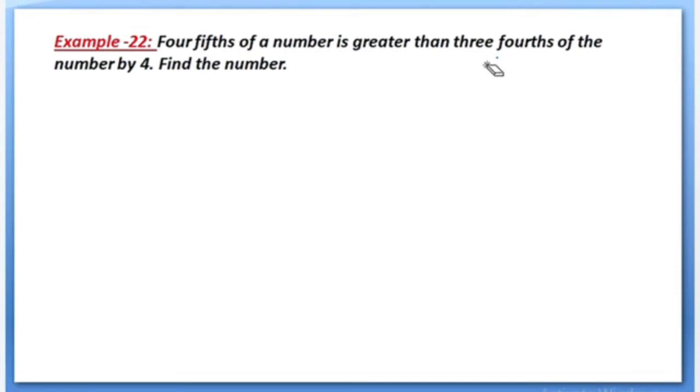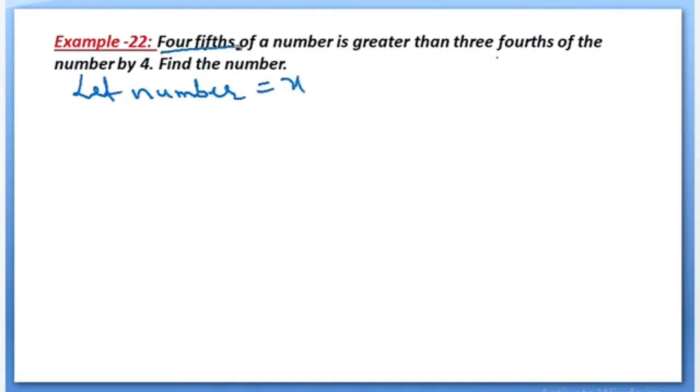In the previous video, I uploaded examples 17 to 21. So, 4/5 of a number is greater than 3/4 of the number by 4. Find the number. First, we need to define the unknown number as x.